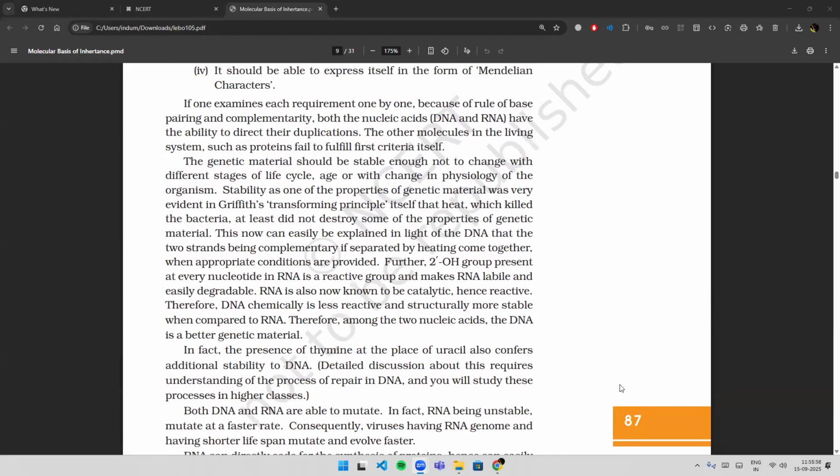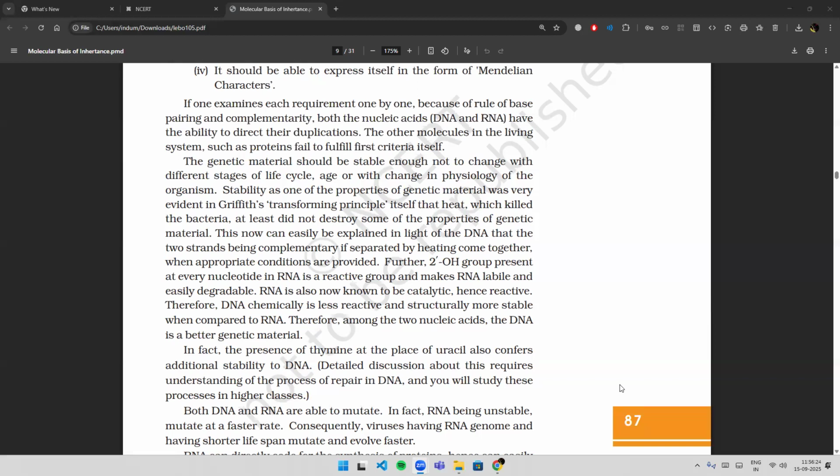Stability as one of the properties of genetic material was very evident in Griffith's transforming principle itself. That heat, which killed the bacteria, at least did not destroy some of the properties of genetic material. This now can easily be explained in light of DNA: the two strands being complementary, if separated by heating, come together when appropriate conditions are provided.